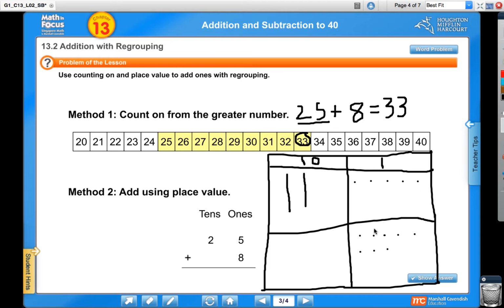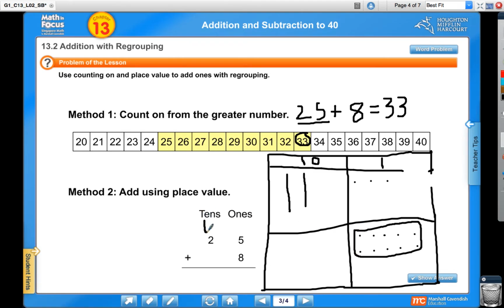So I see I have 8 here. I'll need a couple more to make 10. So I'm going to take these 2. I'm going to move them down here. 1, 2. And once I move them, I'll just erase them here. There we go. Now I have a set of 10. When I have a set of 10, I can trade them for a 10 stick.